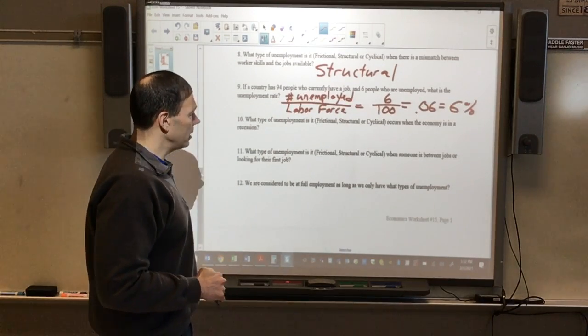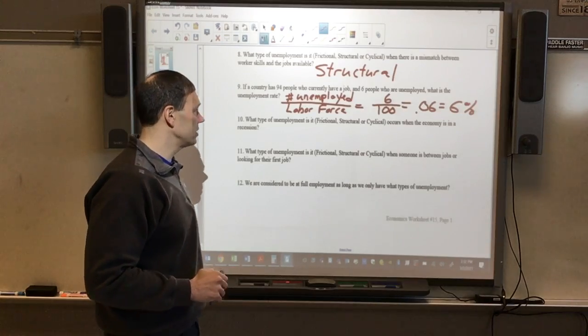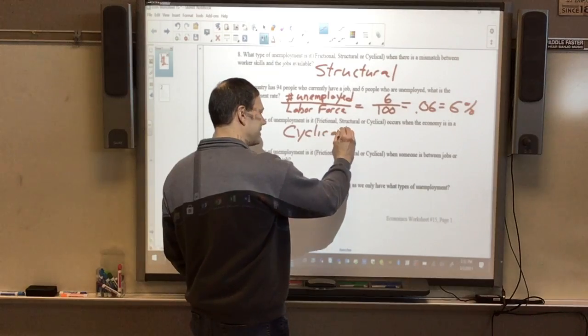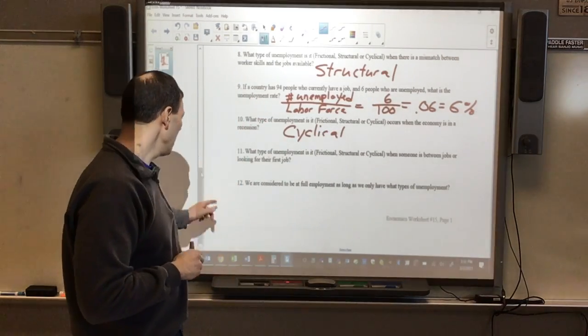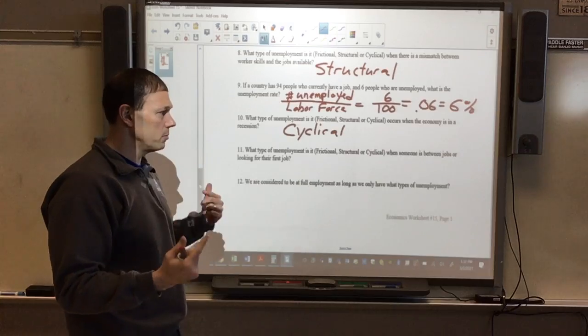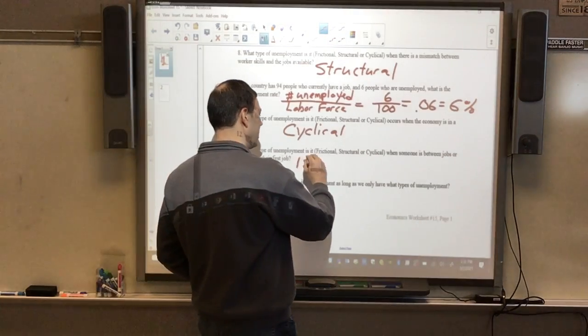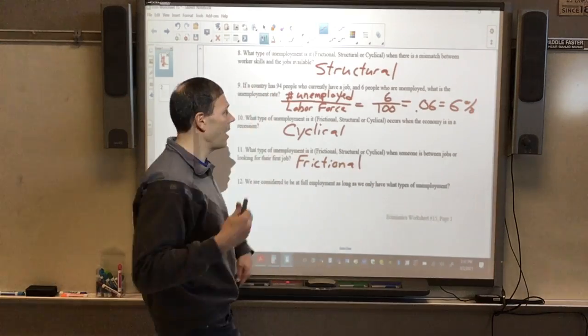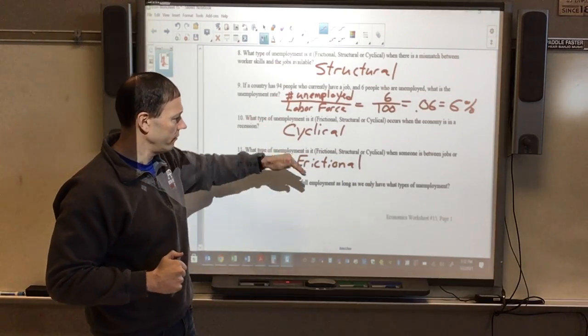The type of unemployment when we're in a recession that is cyclical. Remember, the easy way of remembering that is when the economy is sick. So I always remember it that way. And then, of course, the last one, when people are either between jobs or looking for their first job, that is frictional. Okay, so remember, we got 3 types. We have structural, cyclical, frictional.